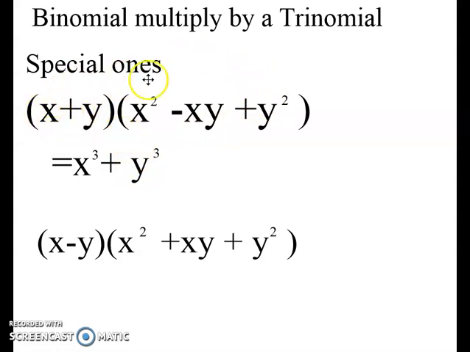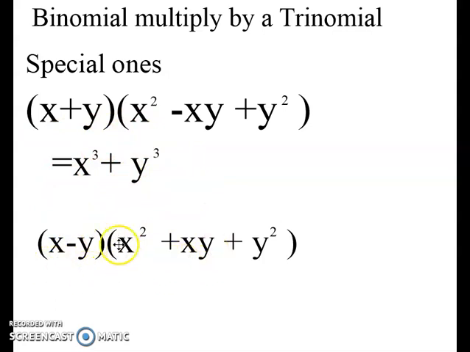If I multiply x by negative xy, I'll get negative x squared y. If I take y and multiply it with x squared, I'll get positive x squared y. So that will cancel out the negative x squared y. If I take x and multiply it with y squared, I'll get xy squared. If I multiply y with negative xy, I'll get negative xy squared. So that will cancel out also. Both middle terms that I get will cancel out, so this will give me the sum of cubes.